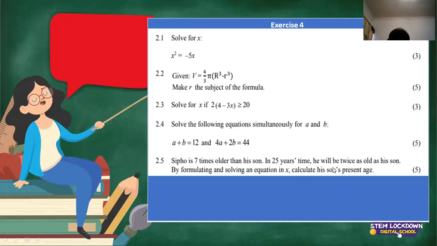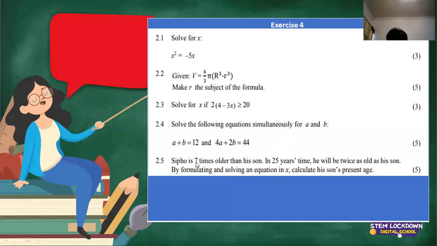In 25 years' time, it implies that we're going to say 7x plus 25, and for the son, x plus 25. So at that age, he'll be twice as old as the son. We're going to say 2 times x plus 25 is equal to 7x plus 25.